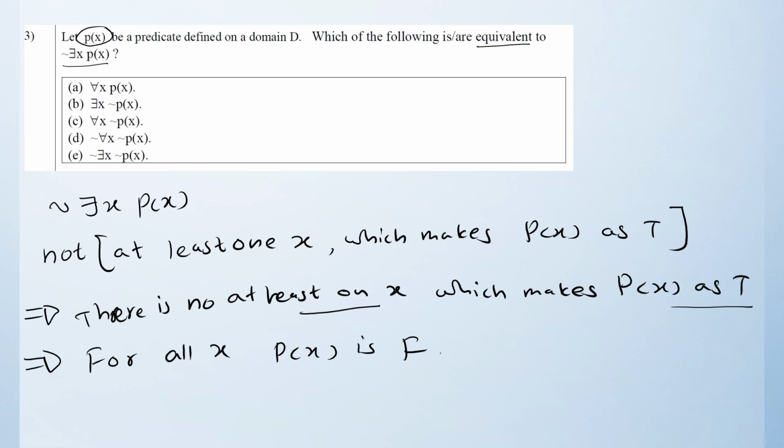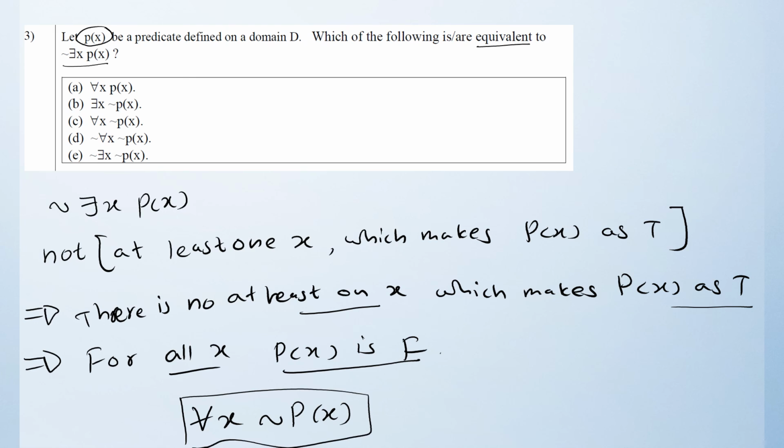We can rewrite this by using a quantifier. Then here we have for all x, P(x) is false, that is, negation of P(x). So this is the equivalent proposition for this, the same as negation of there exists x, P(x). So the answer is C only.